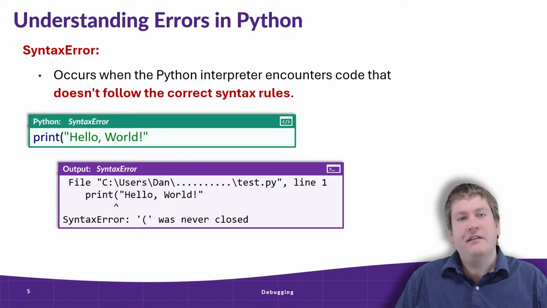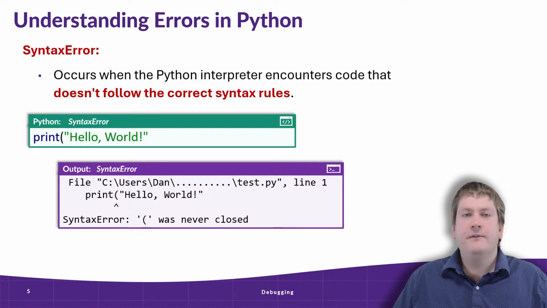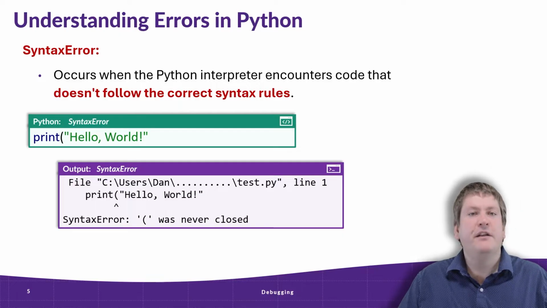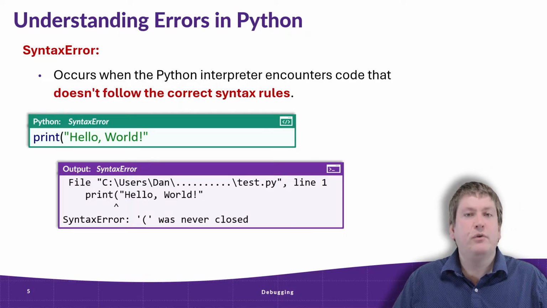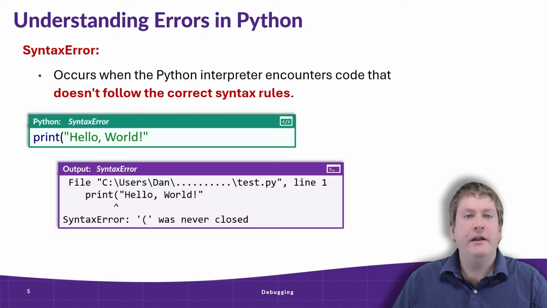So the first thing we see is file and then where the file is. When you have multiple files, this can be helpful, but for most of the programs we're going to be working on, there's only going to be one or two files, so it will probably just be one file that we're worried about. In this case, it's saying it happened in test.py. This was the name of the source file I tried to run.